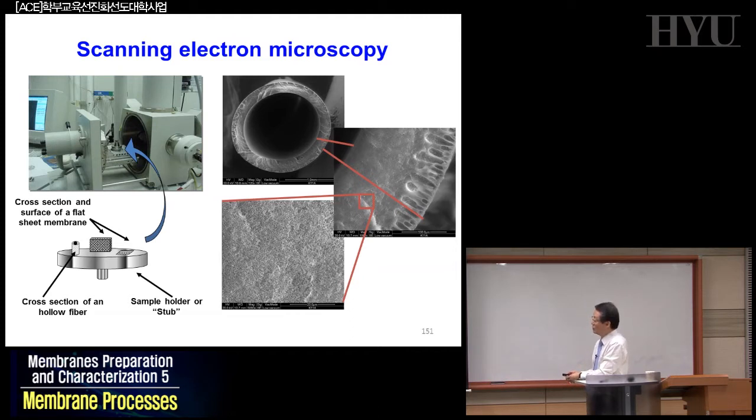coat your samples with gold usually, so that the electrons will bombard this metal coat, okay? So that this image is coming from the metal coated one, and you can of course tilt and magnify it to get this image.